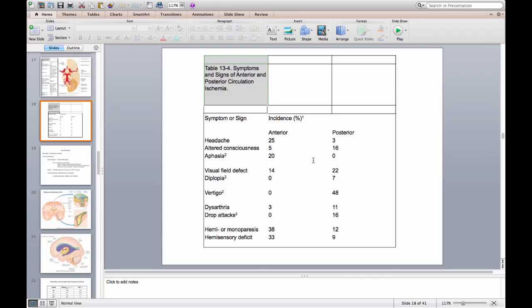And things like balance, vertigo, or changes in vision tend to be more posterior. Okay, and that's basically what I'm expecting you to have learned. Okay.